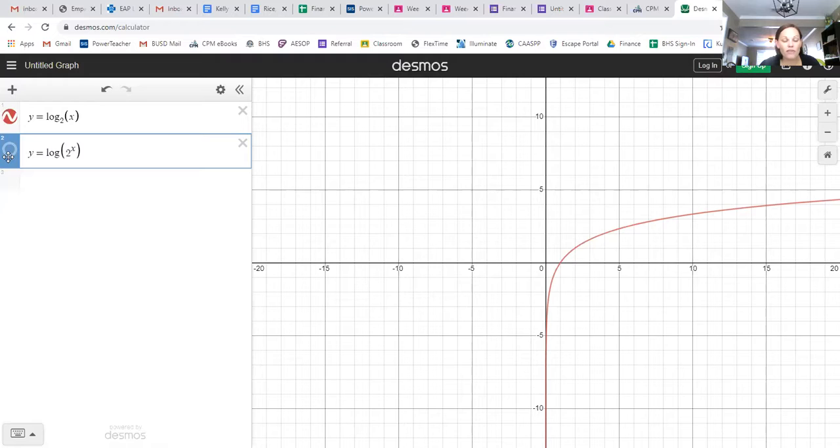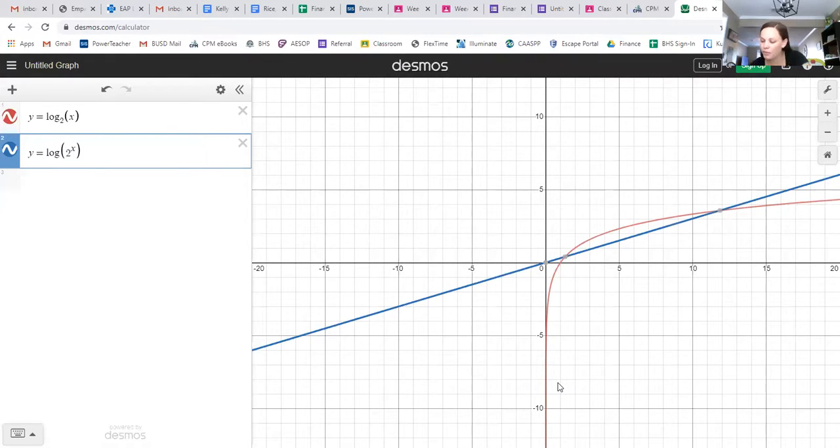But then if we graph this other one, y equals log of 2 to the power of x, I'm going to click this circle to turn it on. We can see we have a linear graph there that goes through 0, 0. And then it shows the point of intersection there. You don't need to write those coordinates down. They are not significant.